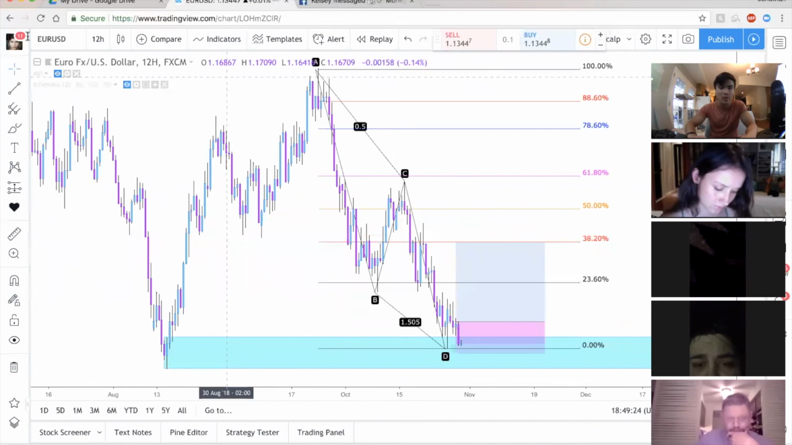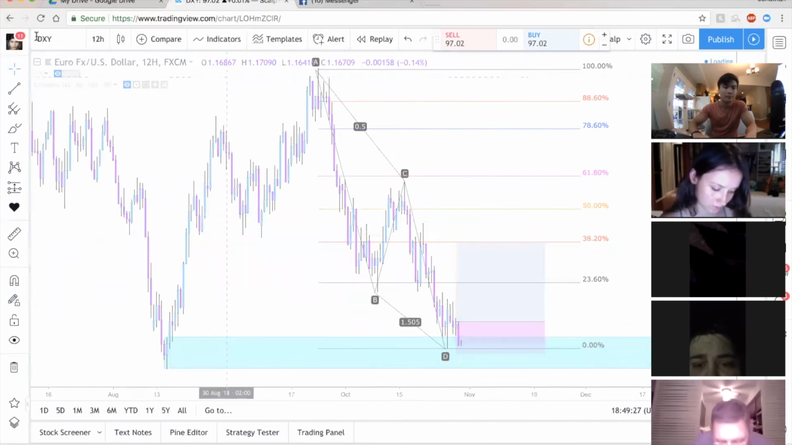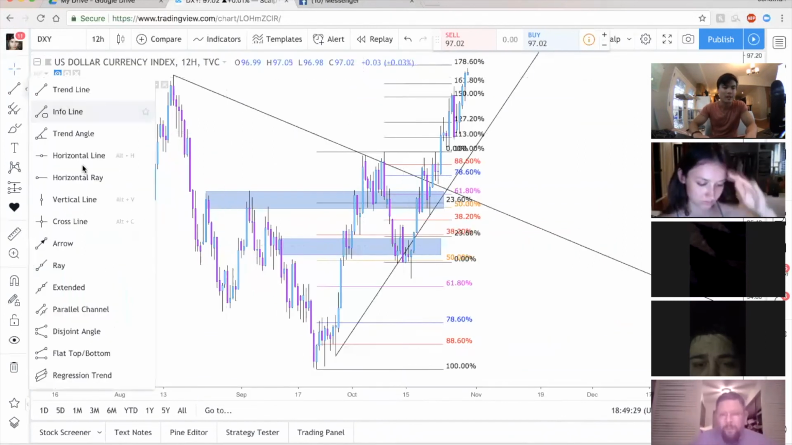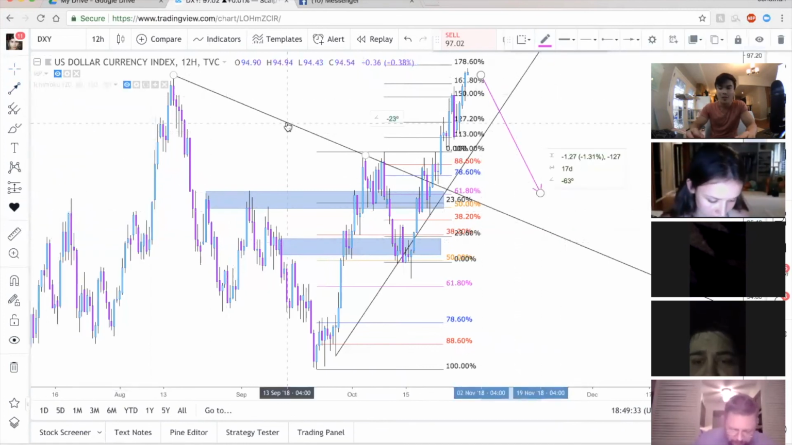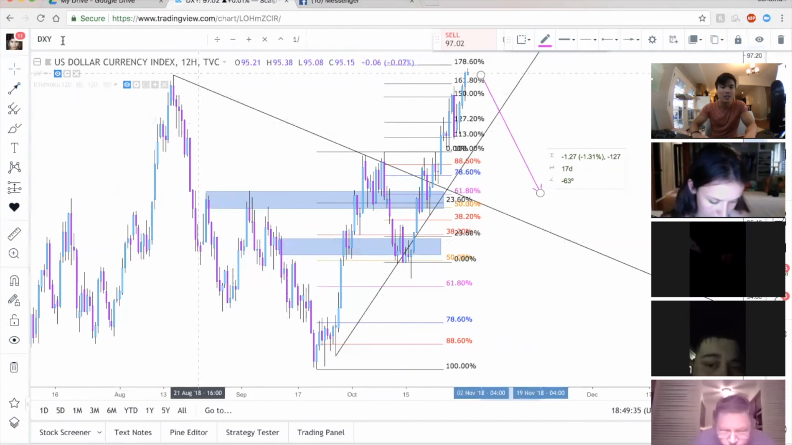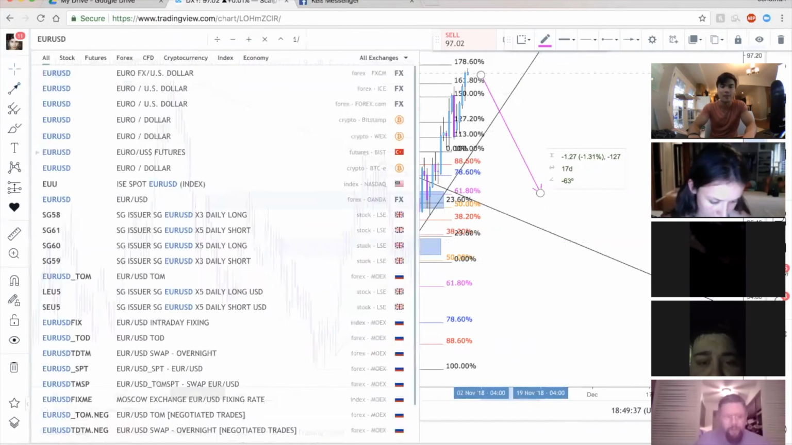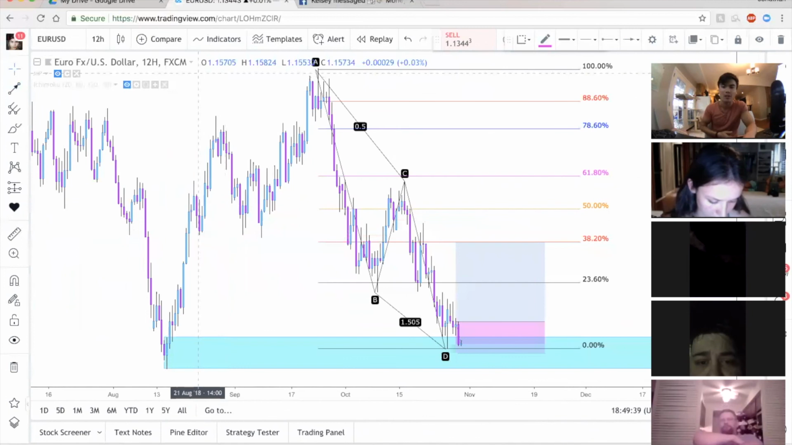So what can we do with this information? Let's say we're looking at the dollar index and it starts going down. We can bet that EURUSD is going to start going up, because whatever the dollar does, EURUSD will do the opposite.